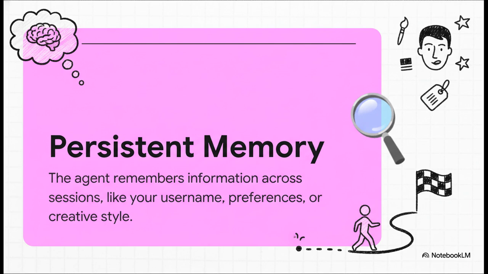All right, next up, we've got persistent memory. How many times have you had to re-explain everything to an AI? Well, with this, the agent actually remembers you. It remembers your name, your preferences, your creative style, all of it, across different sessions. So you're not starting from zero every single time. You're actually building an ongoing relationship with an AI that learns you.